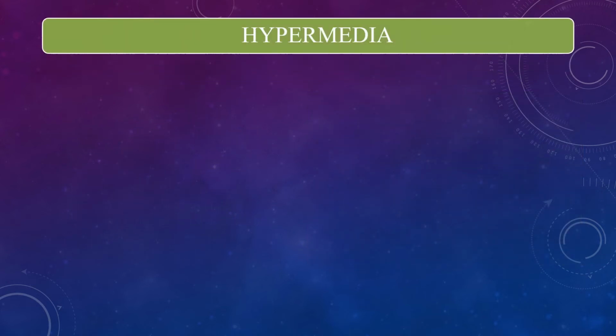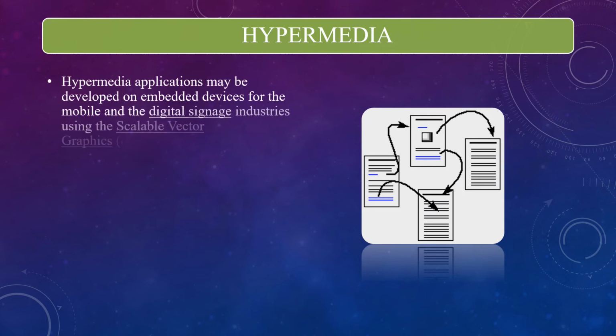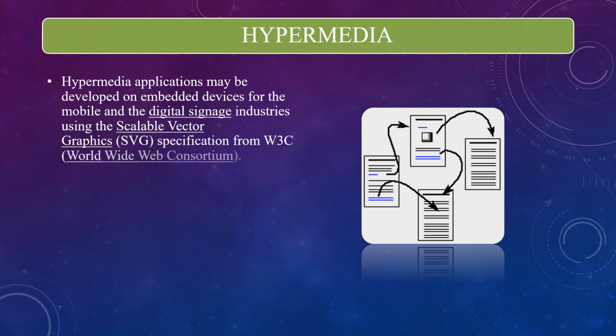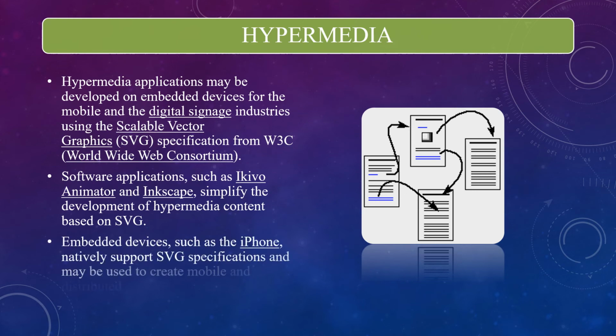Now, let's learn some more about hypermedia. Hypermedia applications may be developed on embedded devices for the mobile and the digital signage industries using the scalable vector graphics specification from W3C. Software applications such as Equivo Animator and Inkscape simplify the development of hypermedia content based on SVG. Embedded devices such as the iPhone natively support SVG specifications and may be used to create mobile and distributed hypermedia applications.